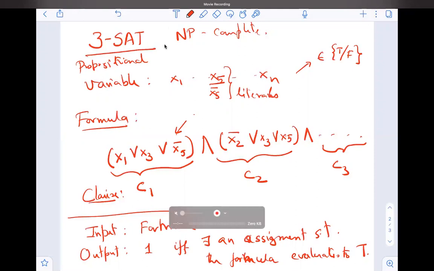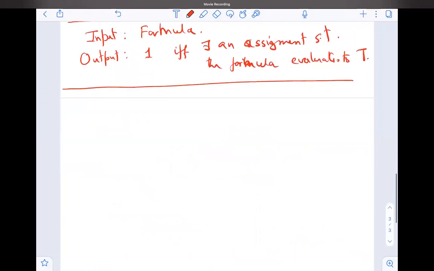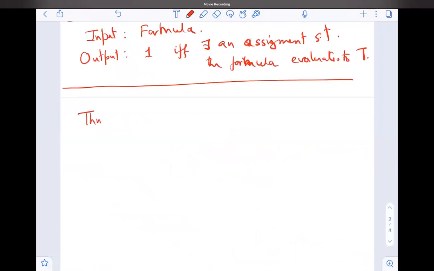So I am not going to give you a proof that this is NP complete, okay? And I told you guys that whoever is interested, please look up on the internet or in the books to prove it. Okay, so this is a theorem, and I am going to assume it.